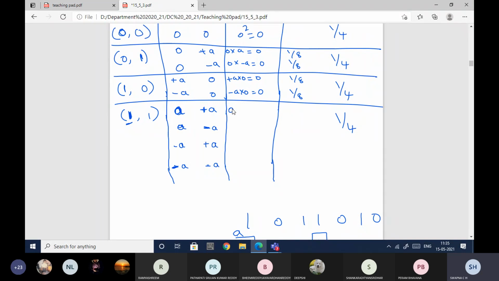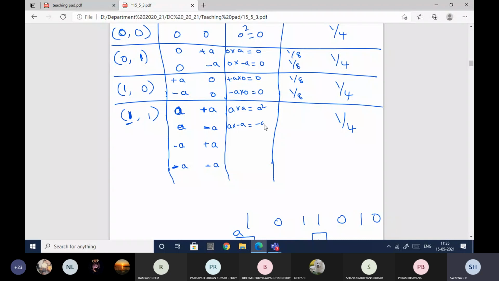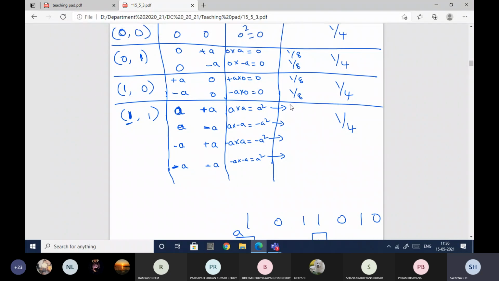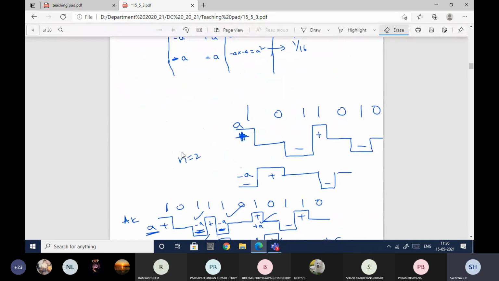So again we'll take the product. A into A will be equal to A square. Here it will be A into minus A, equal to minus A square. Minus A into A, equal to again minus A square. Minus A into minus A, equal to plus A square. So what will be the probability of each event here? Total probability should be 1 by 4. So each probability will be 1 by 16. 1 by 16 here, 1 by 16 here, 1 by 16 here, and 1 by 16 here. Okay, so that's all. Now we can calculate area of n.